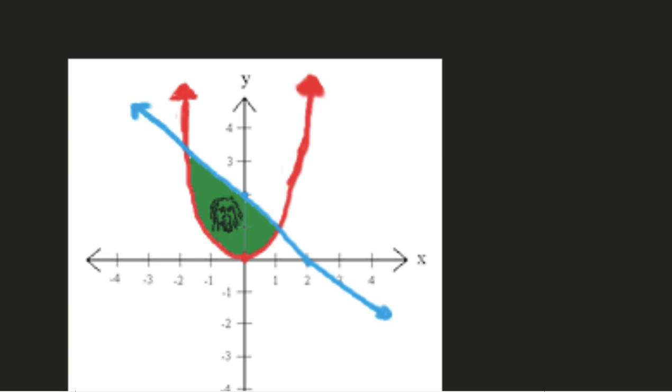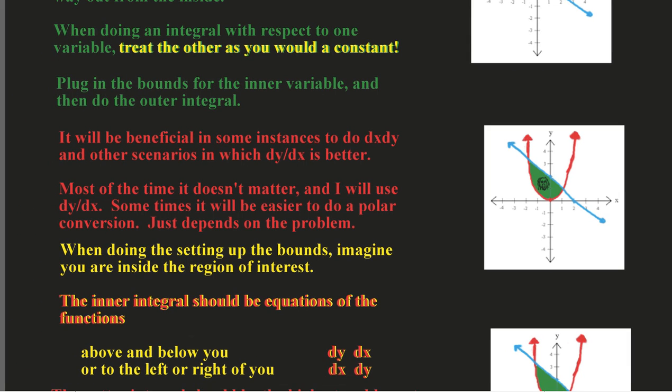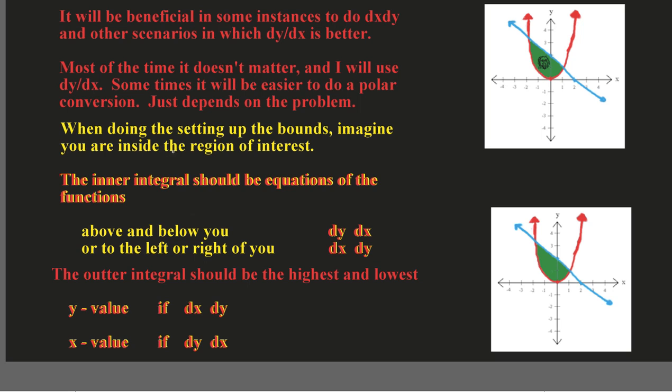Depending on whether I'm doing dy dx or dx dy, I either look up and down or left and right. In this scenario, if I look above and below, that means I'm using dy dx, and for the inner bound of the double integral for that dy dx, I would have to have two functions. Inside is always a function. Okay? These are equations of a line.